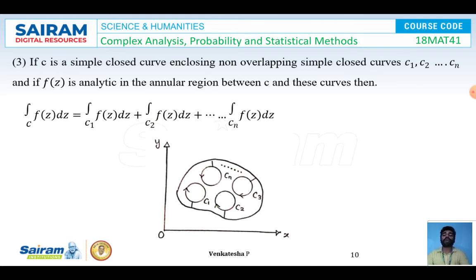So I'm taking the XOY plane. This XOY plane contains a curve C, and this curve C has n number of curves like C1, C2, C3, up to Cn. Then the total area of the curve C will be equal to the total area of the curves C1 plus C2 plus Cn and so on.